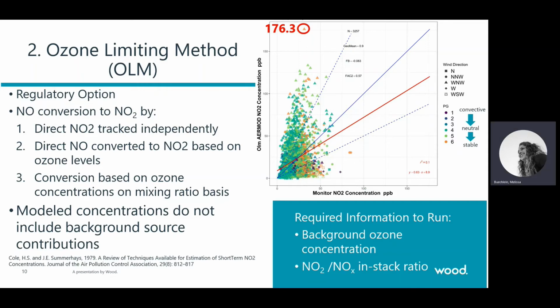The next method we examined is the ozone limiting method, or OLM. It is also a regulatory method, and it converts all NO to NO2 based on a mixing ratio provided ozone concentrations. For this method, background ozone concentrations and NO2 to NOx in-stack ratios are required. The same style of scatter plot is shown here, but the axis ranges are different. Here, the max modeled concentration is 176 ppb, over twice the maximum concentration at the monitor.